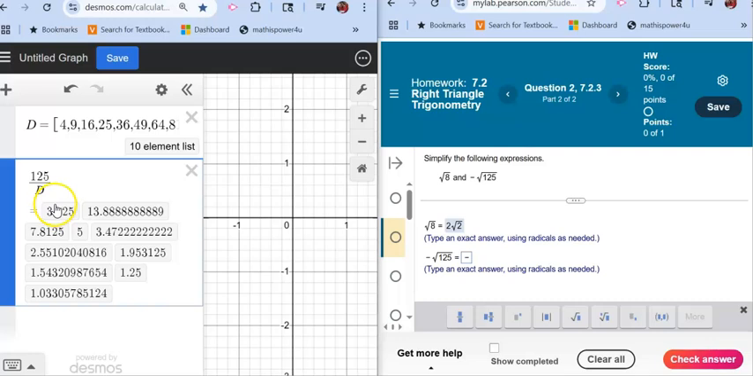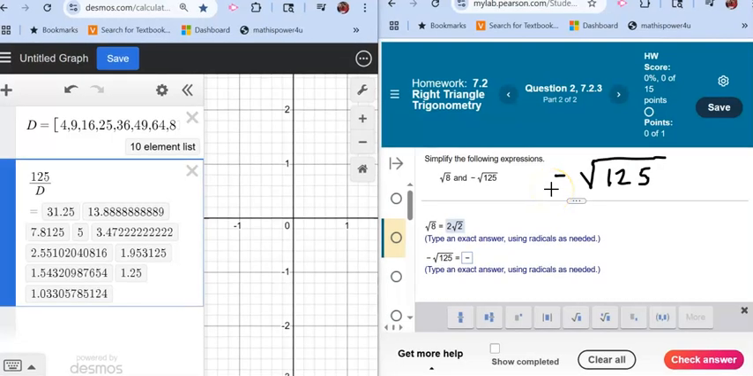Let's just say hypothetically this had been 127 or something like that. If I had the square root of 127, and I'm looking through here and I don't see any whole numbers, then that means I can't simplify that. I would just leave it as the square root of 127. But because we do have a perfect square factor for 125, I can work with this.